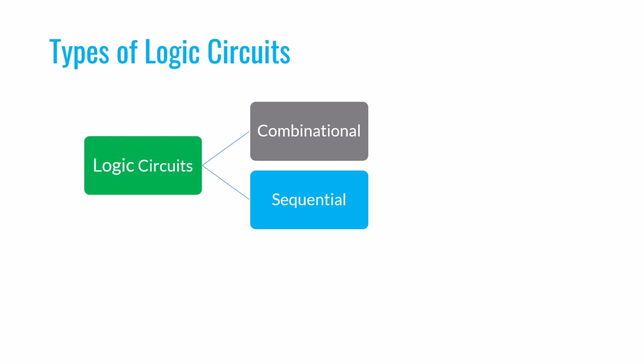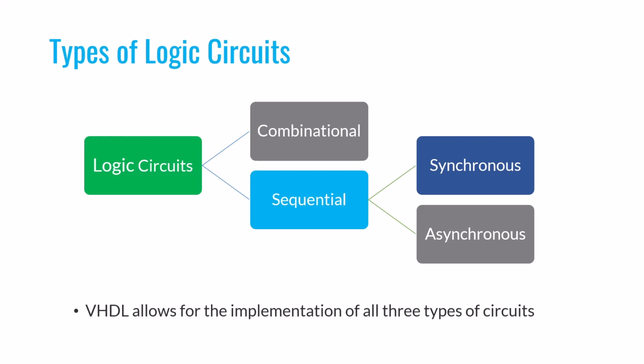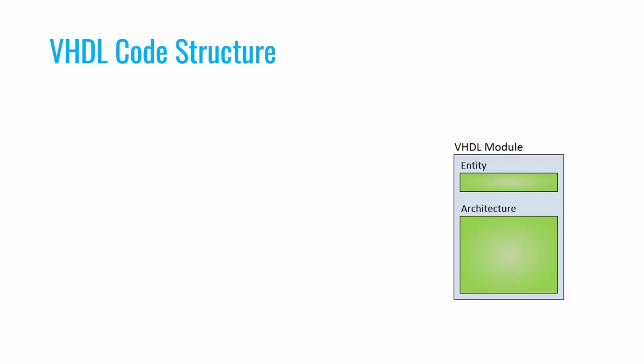Sequential circuits can be further categorized into synchronous and asynchronous circuits. Synchronous sequential circuits are those where the input is applied to the circuit in sync with an external signal, typically called a clock signal. In asynchronous circuits, however, the input is applied to the circuit independently of a clock. HDLs, including VHDL and Verilog, provide you with the ability to design any of these logic circuits easily. Alright, let's dive a bit deeper into the structure of VHDL code and its features.